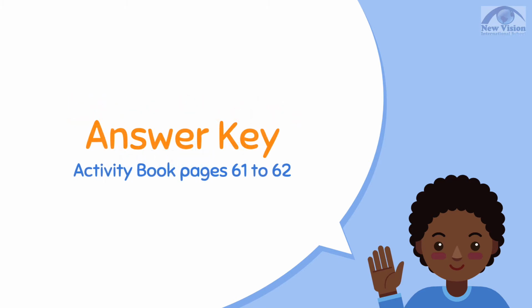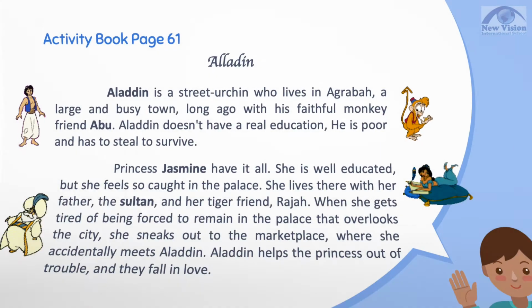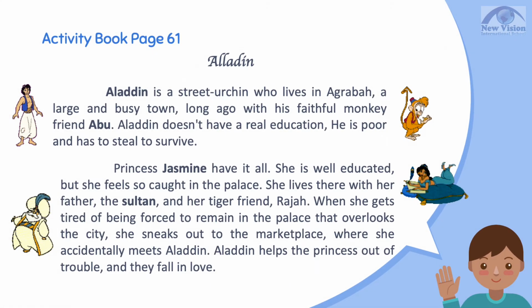But once again, before we continue with the lesson, let us first have the answer key in last week's activity. Turn your activity book to pages 61 and 62. On page 61 of your activity book, you are asked to read an Arabian or Indian folktale or a Greek or Roman myth and then illustrate it afterwards. Now here is an example of a folktale. Aladdin is a well-known Arabian folktale.